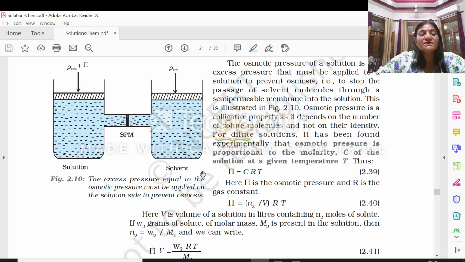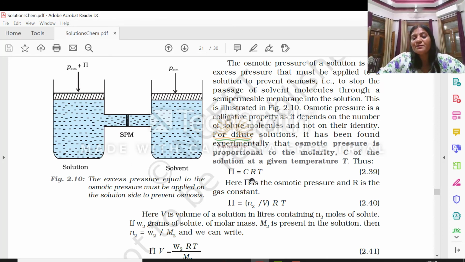Now here is the process of osmosis. These two, solution and solvent, are separated by the semi-permeable membrane. The concentration of the solution is more than the concentration of the solvent. Then the solvent particles pass through this SPM to the solution. Now this is the osmotic pressure, the amount of pressure we apply on the solution side, and we can stop the osmosis process.